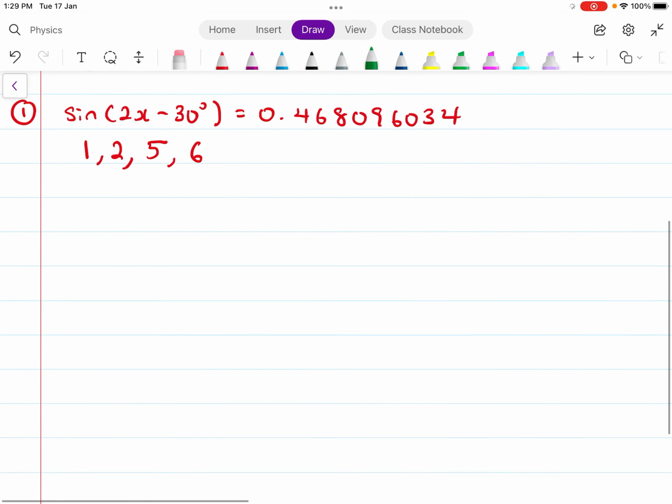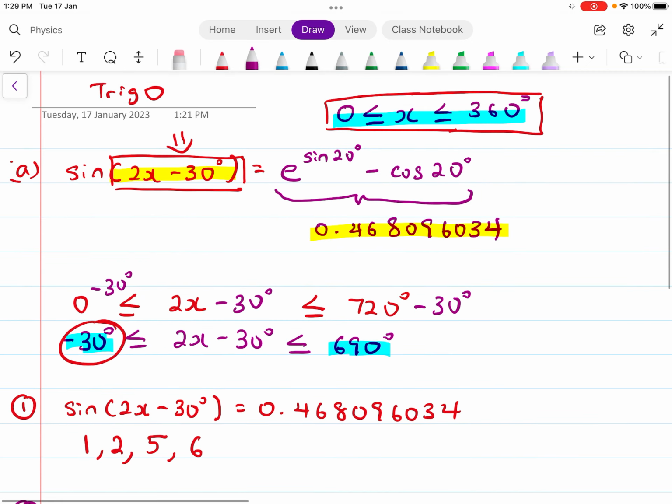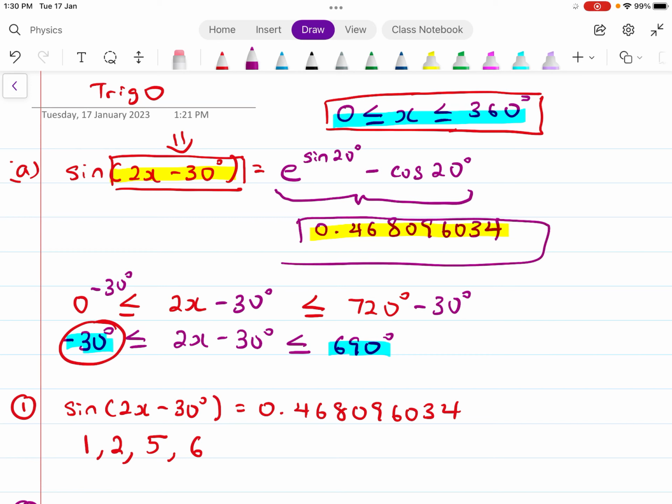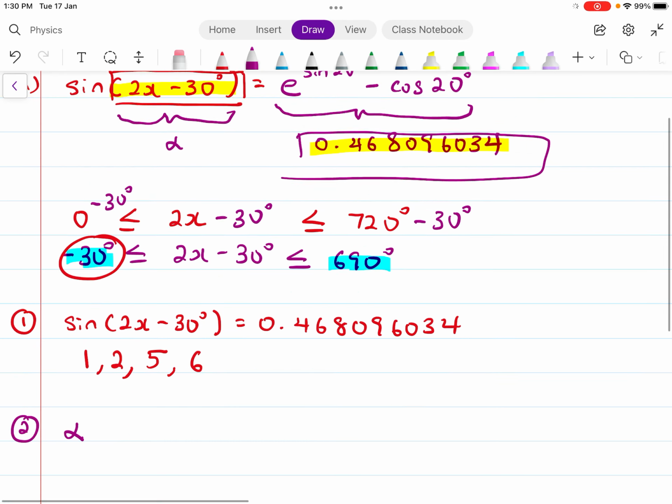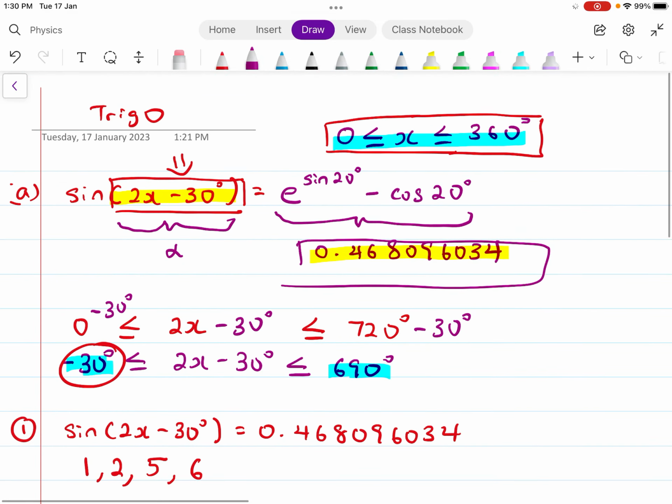Okay. So now we move on to the second step, which I feel is the most important one, called the finding of the basic angle. Basic angle is represented by alpha. How do I find the basic angle? Very simple. You look at the equation that is given to you, sine (2x − 30°) equal to 0.4 and so on. You replace this thing with alpha, then you just copy wholesale. So it's sine alpha equal to 0.468.